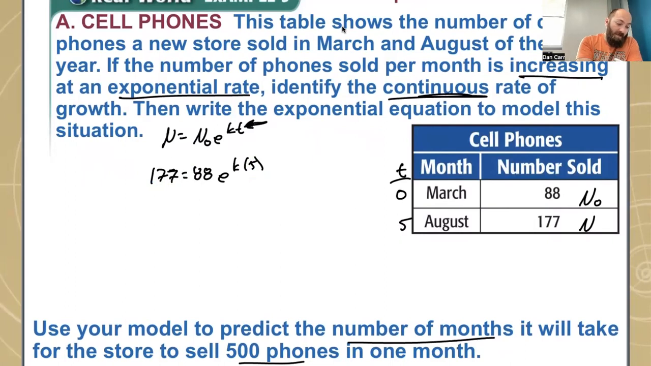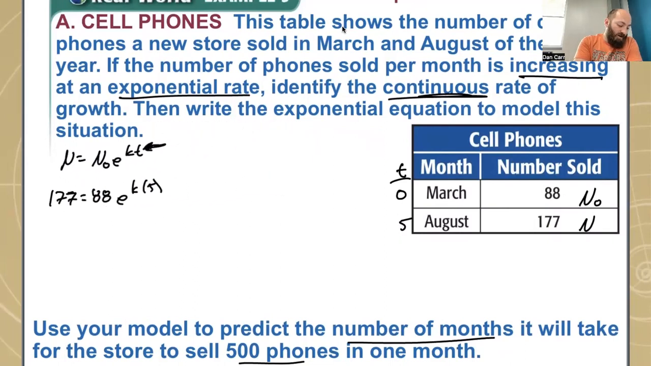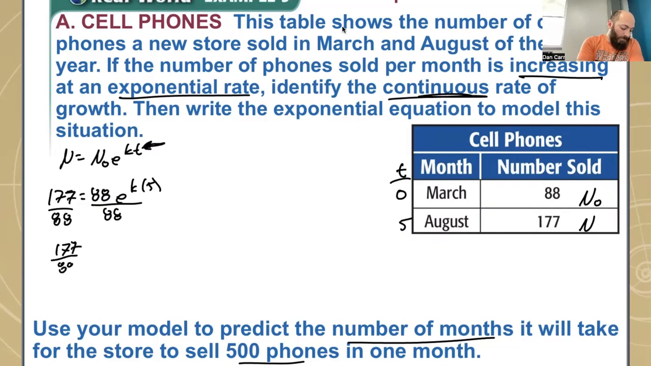In order to do that, first thing I'm going to do is move this over here, give myself more space, but I'm going to undo this multiplication of 88, so I can just divide that to both sides. So I'll leave that as 177 over 88. I'm not going to put the decimal number in yet. I don't like to do the decimal numbers until the very end. So we get 177 over 88 is equal to e to the 5k power.